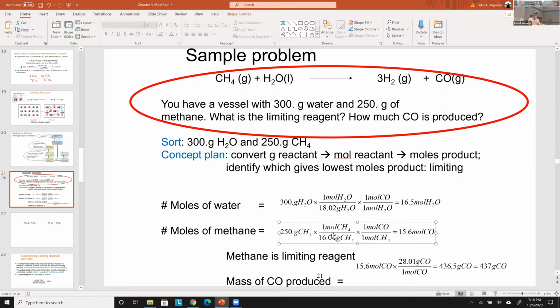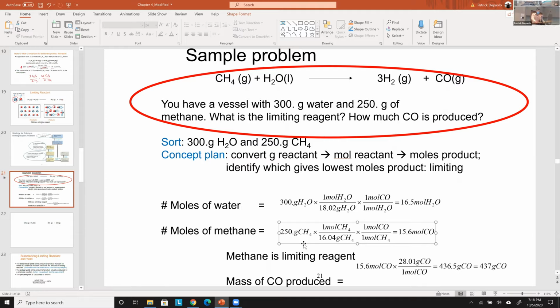Okay. Anyway, so regardless, we know that we have 15.6 moles of CH4. We know that. So if 15.6 moles of CH4 corresponds to 3 times that, or about 47, right? 46.8 moles of H2. That's how much H2 is made.